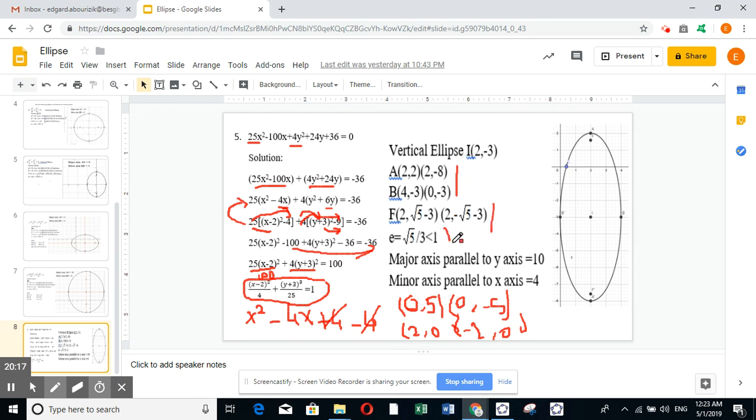You have the eccentricity. This is the midpoint. Center 2, minus 3. You have 2, 2. This is the first point. 2, minus 8, this is minus 8, the second point. 4, minus 3, this is 4, you go down minus 3, and you have 0, minus 3, so these are the vertices. You can graph the ellipse, and these are the two focus.